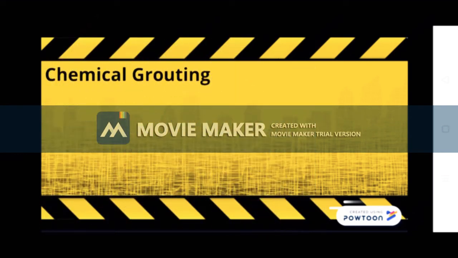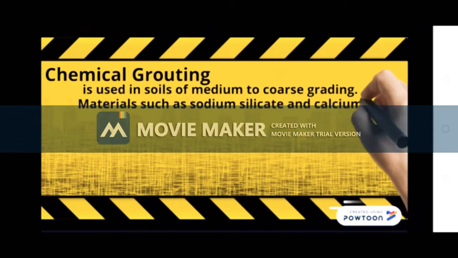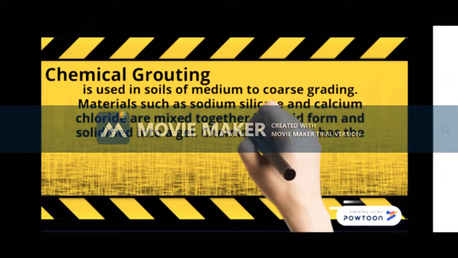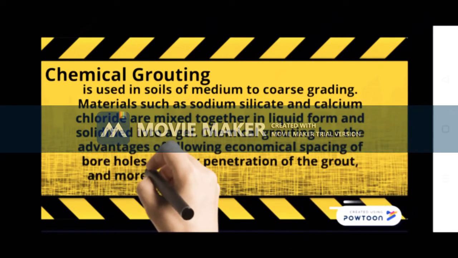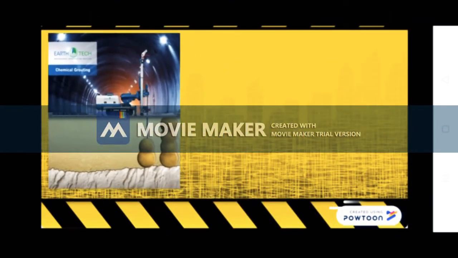Chemical grouting is used in soils of medium to coarse grading. Materials such as sodium silicate and calcium chloride are mixed together in liquid form and solidified into a gel. Chemical grouting has the advantages of allowing economical spacing of boreholes, greater penetration of the grout, and more flexibility in terms of the time of grouting.